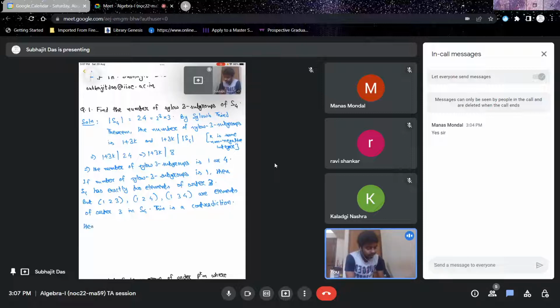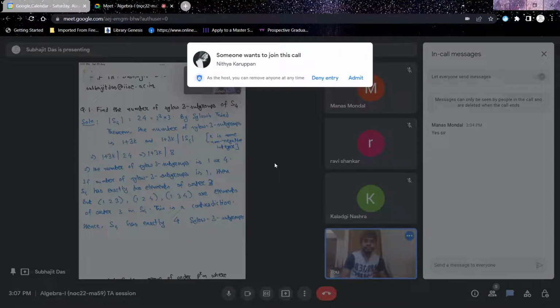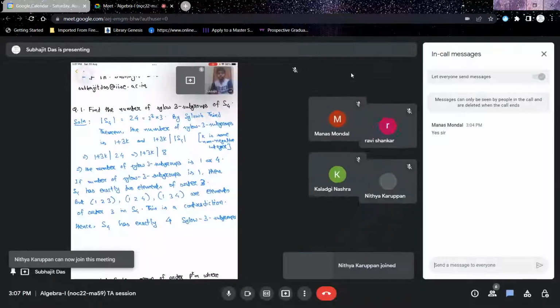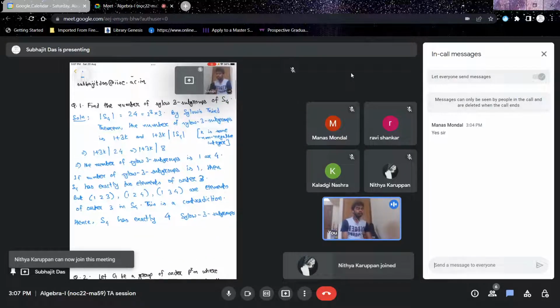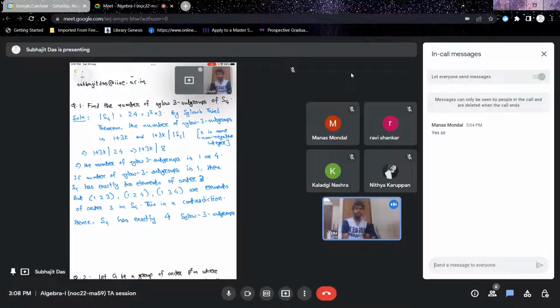Hence, we know that the number of Sylow 3 subgroups has to be 4. Hence, S4 has exactly 4 Sylow 3 subgroups. And it's as simple as that. So we have found out that the number of Sylow 3 subgroups of S4 is precisely 4. There are exactly 4 Sylow 3 subgroups of the symmetric group on 4 letters.